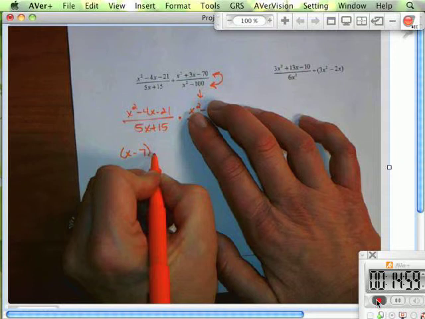Times 1 over, and what can I pull out of here? An x, and I'm left with 3x minus 2. And I can only do one little cross off. So now with what I'm left, I multiply straight across. X plus 5 times 1 is just x plus 5 over 6x squared. And that is it.